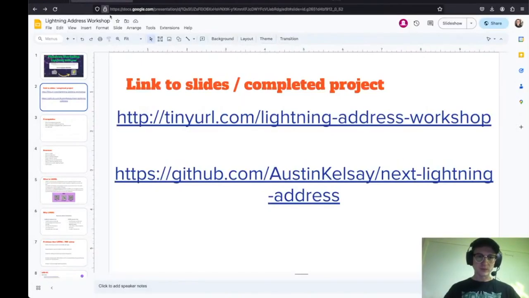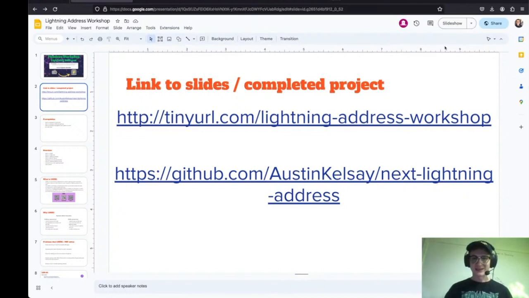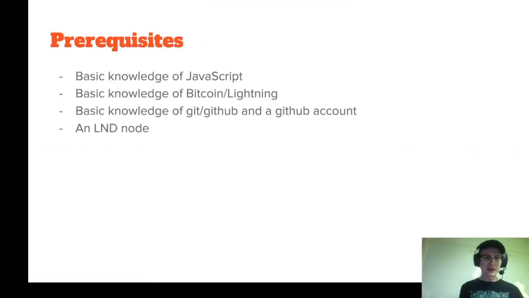Sweet. So with that, let's get into it. So once again, these are the slides and the completed project. I'll probably have to go back to this if someone joins late. But let's jump in. We'll talk about the prerequisites, what you need to kind of follow along. So basic knowledge of JavaScript. We are going to be writing JavaScript with NextJS. Basic knowledge of Bitcoin and Lightning. There's a lot of details I'm just going to graze over that I'm assuming you know about how Lightning works. Just the basics of channels, liquidity, and invoices. What an invoice is.